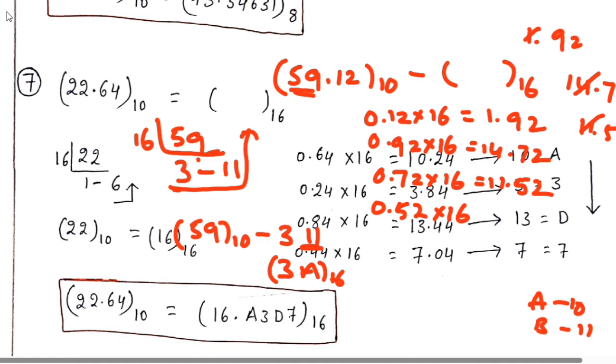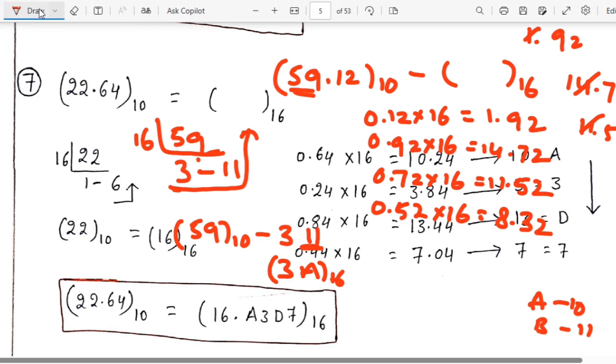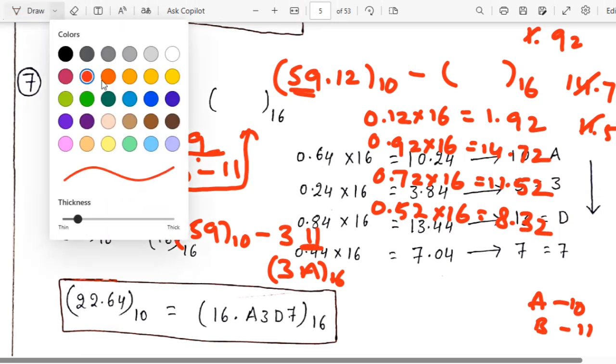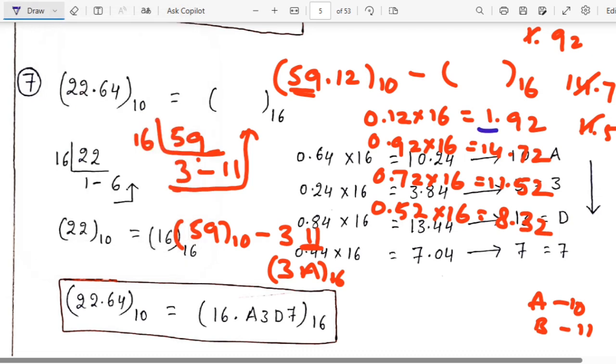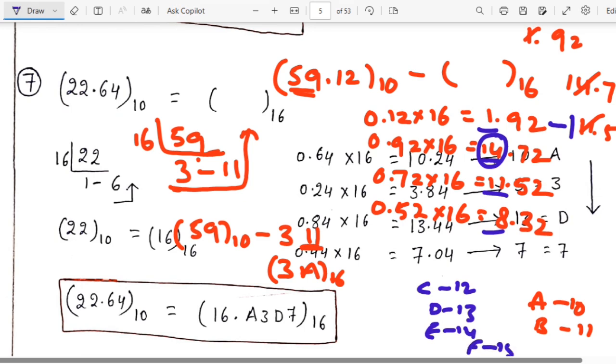0.52 into 16, what is the answer? 8.32. So up to 4 conversions are sufficient. What are the remainders? Here 1, 14, 11, 8. We take 1 as it is, and 14 is nothing but E. So B is 11, C is 12, D is 13, E is 14, F is 15, right?